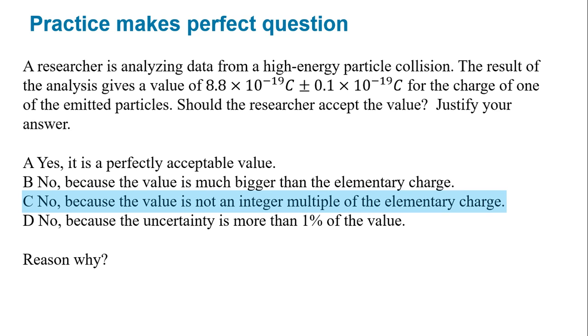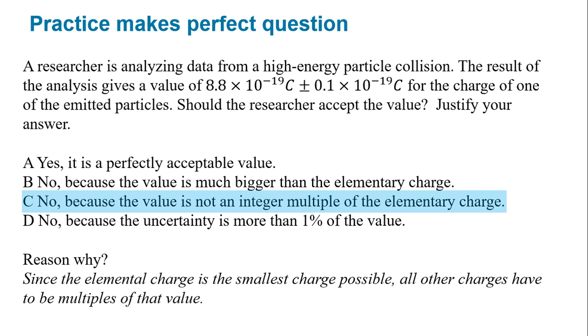The answer is no. It's not a multiple of the elemental charge. Since elemental charge is the smallest charge possible, all other charges have to be multiples of that value. That was that 1.6 times 10 to the negative 19th. That isn't an integer multiple of it. If you divide it by that, you're not going to get some nice even number.